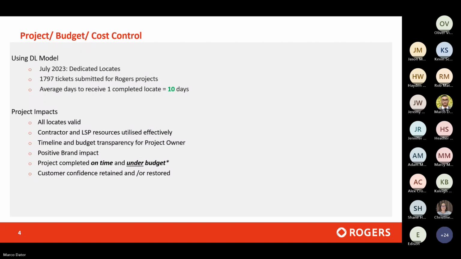That, of course, leads into the project impacts, where all of our locates are valid. Our excavator, being the project owner, as well as contractors we have outlined, and our LSP are utilized effectively. They have specific conversations and a relationship between the two of them to outline timelines, what needs to be done, and maintain not only the locates, but the safe digging practices as well. There is timeline and budget transparency for the project owner, for Rogers in particular, and a positive brand impact. And that said, with the DL model, we have projects completed on time, under budget, and the customer confidence retained and/or restored.